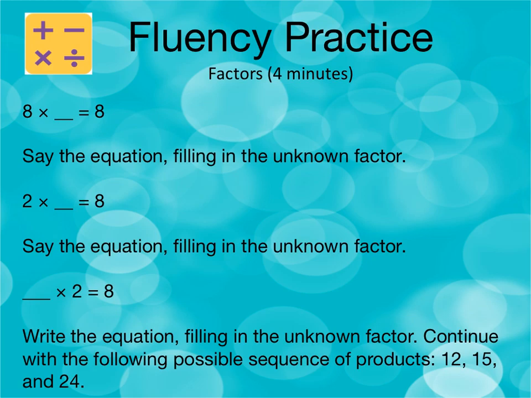Hey, so the first thing we're going to do is review some multiplication. 8 times blank equals 8. What's the number? 1, correct. 8 times 1 equals 8. 2 times blank equals 8. Think. What goes in the blank? 4. Correct. 2 times 4 equals 8.